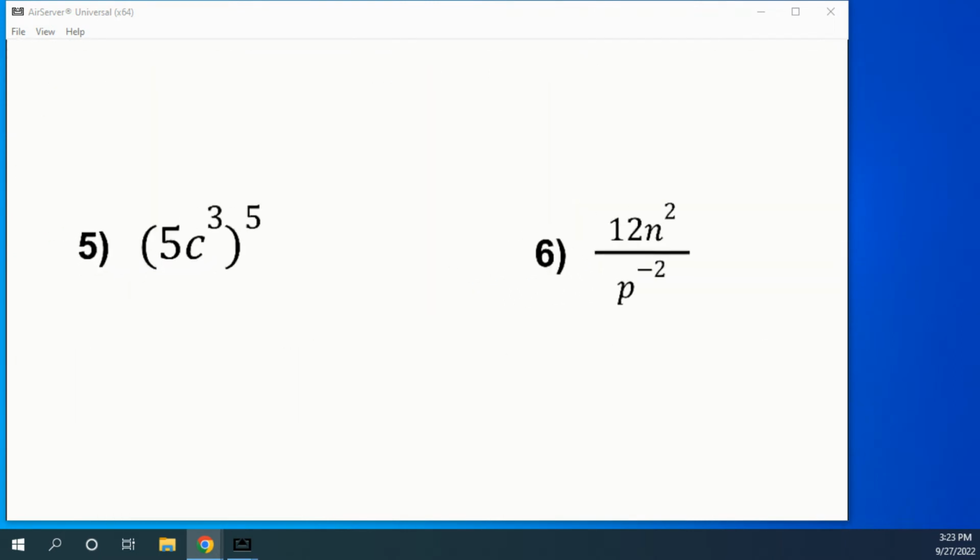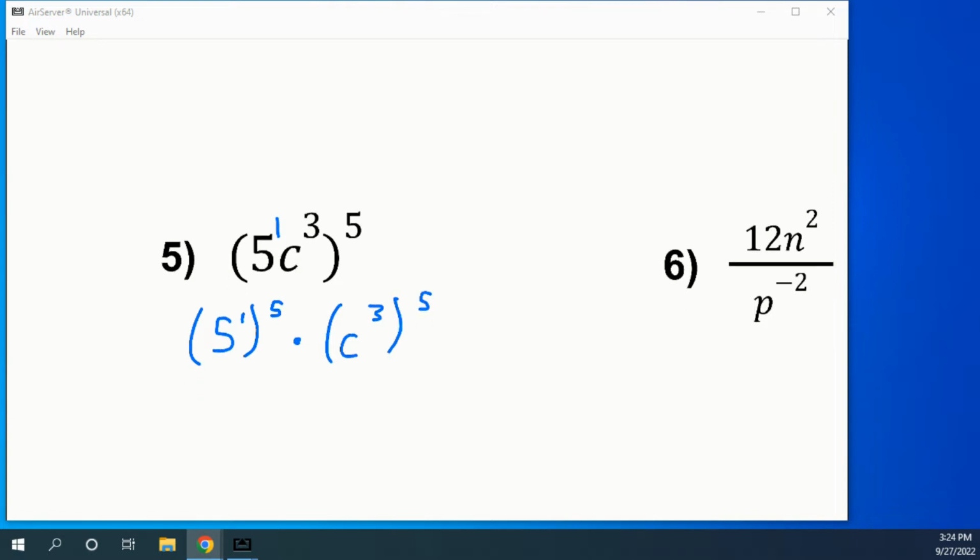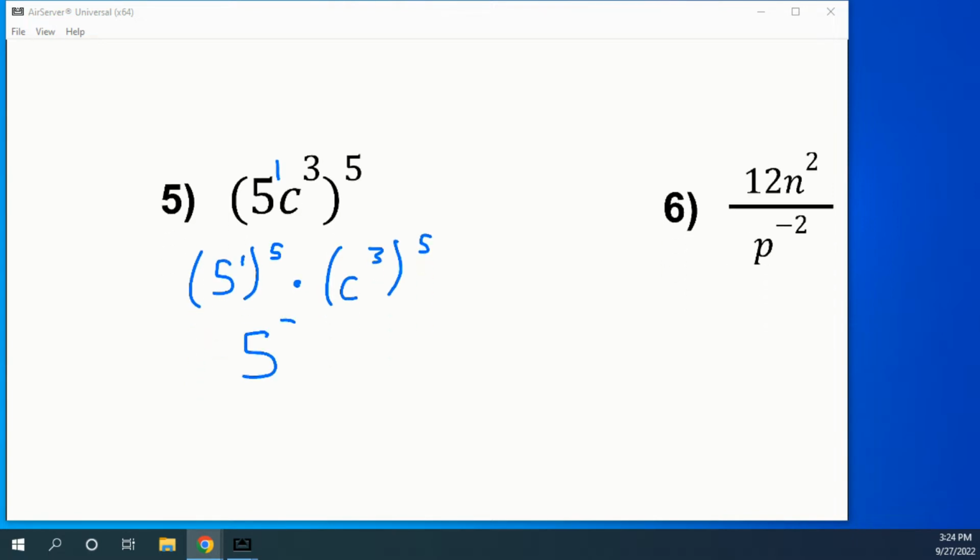Number 5, you have to distribute the outside 5 with all of the exponents on the inside. Remember that 5 to the first power is there. Essentially what this would look like is 5 to the first raised to the 5th power times c to the third raised to the 5th power. 1 times 5 is 5, so this will be 5 to the 5th power. 3 times 5 is 15, so this will be c to the 15th power.